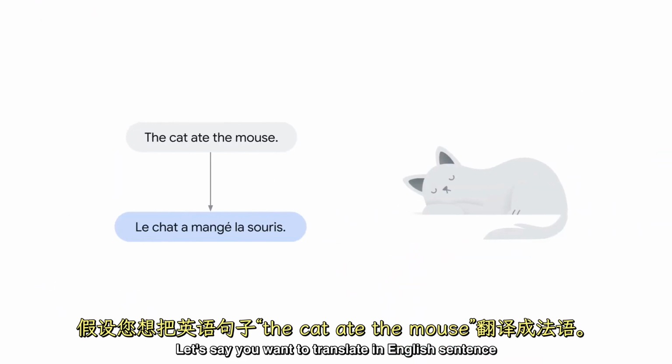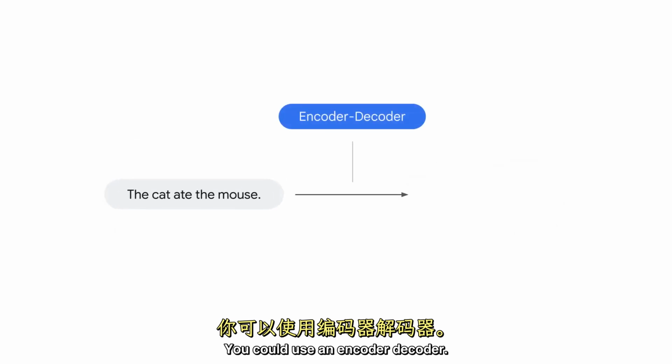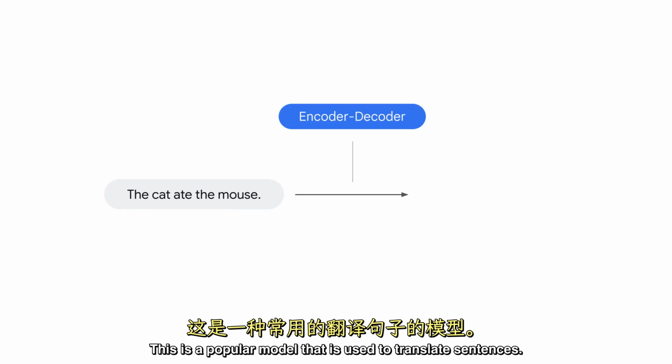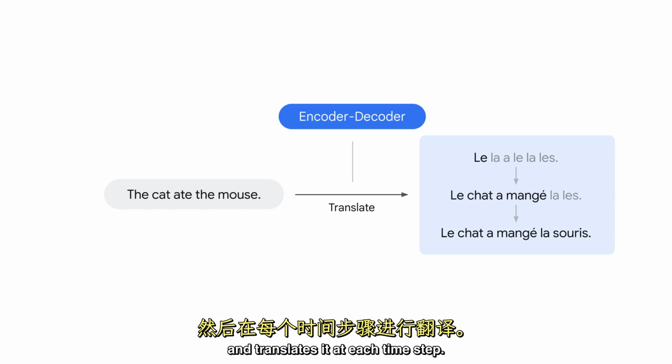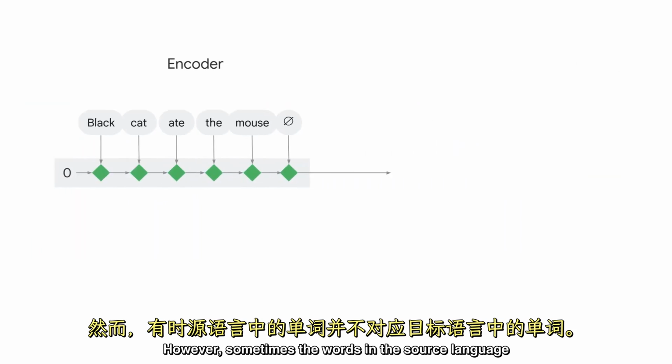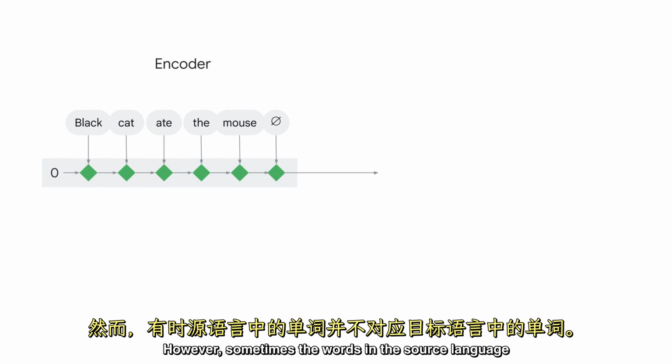Let's say you want to translate an English sentence, "The cat ate the mouse," to French. You could use an encoder-decoder. This is a popular model that is used to translate sentences. The encoder-decoder takes one word at a time and translates it at each time step. However, sometimes the words in the source language do not align with the words in the target language.